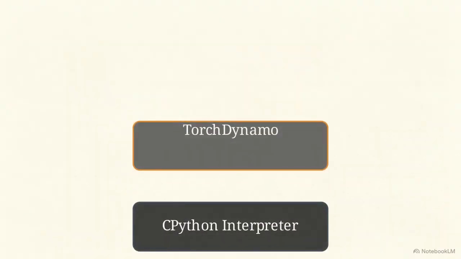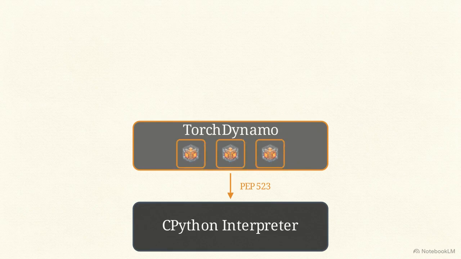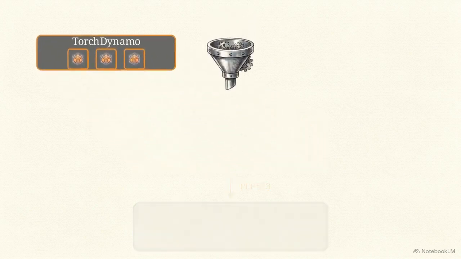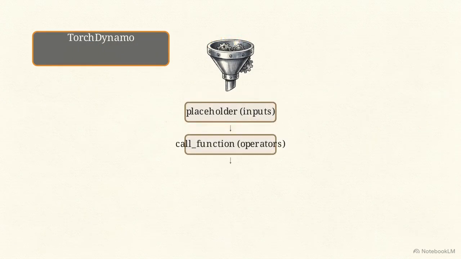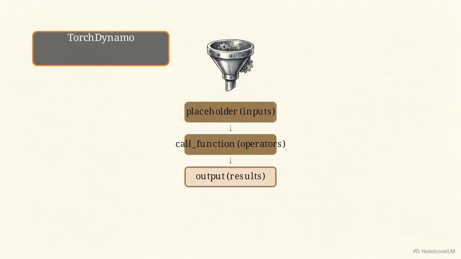It starts with TorchDynamo. Using PEP 523, Dynamo hooks into CPython's frame evaluation to observe code execution. It captures the raw Python bytecode exactly as it attempts to run. Dynamo traces the bytecode and extracts a functional intermediate representation called an FX graph. This graph is a normalized list of nodes representing inputs, operations, and return values.